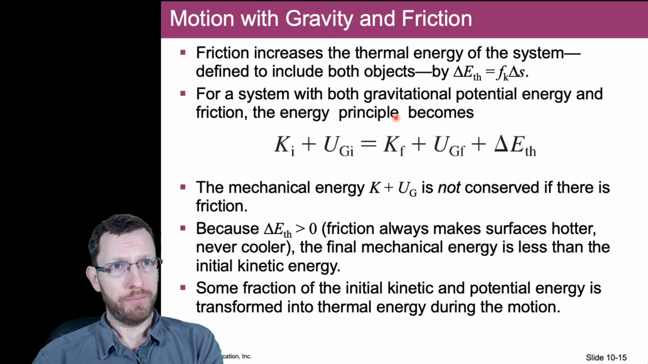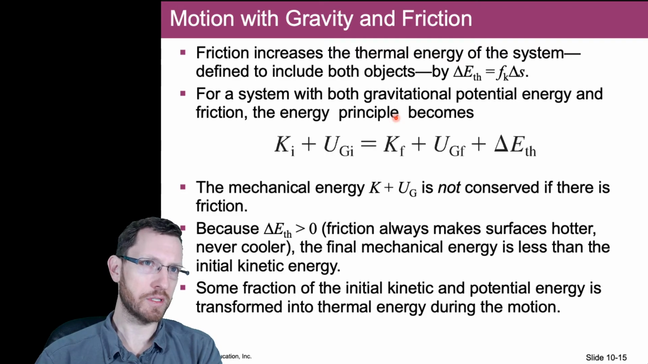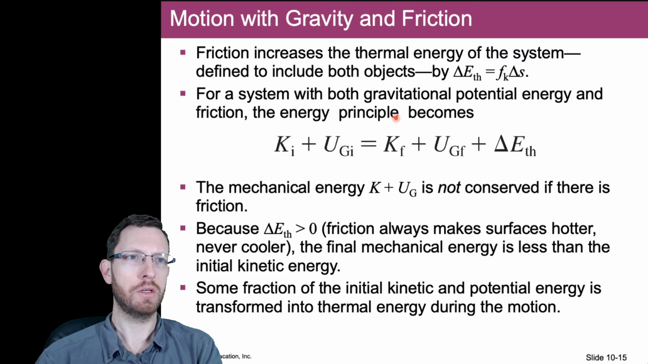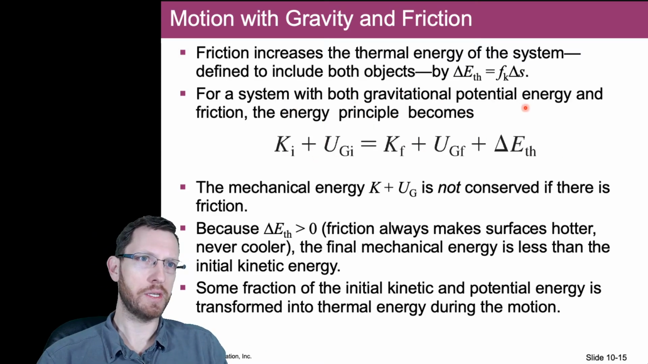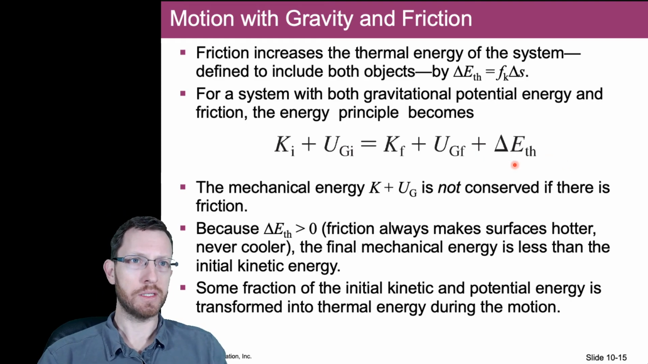So if I add in friction then, friction increases the thermal energy of the system. And we defined it to include both objects. So friction times the change in distance, I can be heating up the ramp and that ball here. So for a system that has both gravitational potential energy and friction, we can write down a more complete energy principle here. If I have some initial gravitational potential energy and kinetic energy, later I can observe that my system has some final kinetic energy and some final potential energy. And if there was heating, some change in the thermal energy coming from friction, then the sum of the final kinetic and potential energy will no longer equal the initial sum of kinetic energy and potential energy, because the balance has gone into increasing the thermal energy of my system.